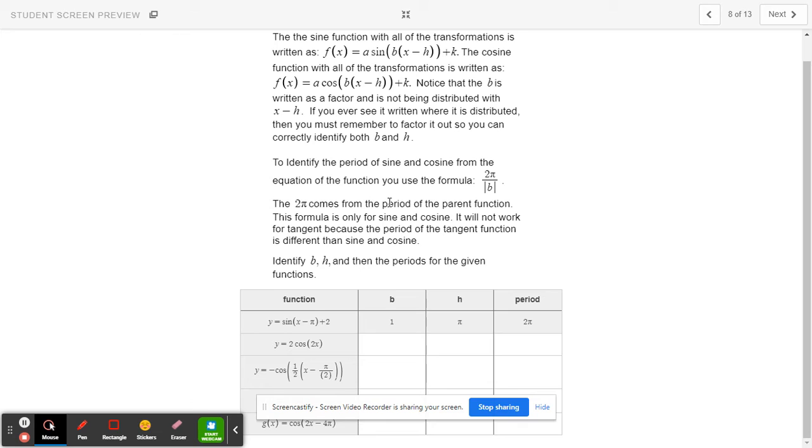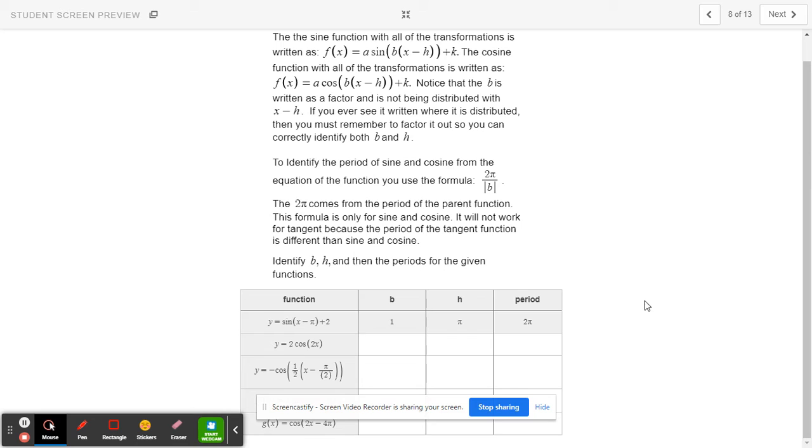All right, so this formula is only good for sine and cosine functions, or any function whose parent function has a period of 2 pi. Like we're going to learn about tangent in our next class. The tangent has a period of pi, and so this formula would not work for tangent. It's only going to work for sine and cosine.